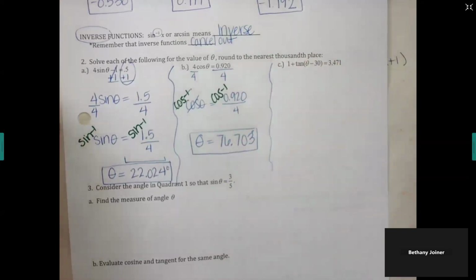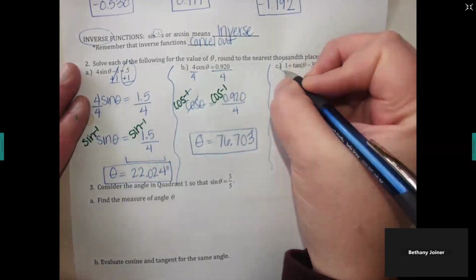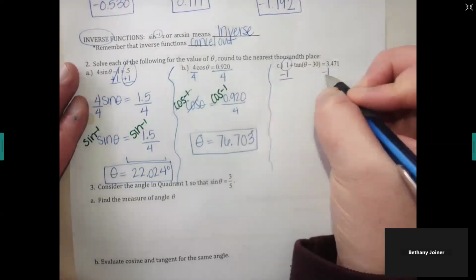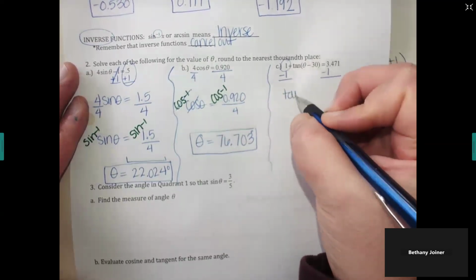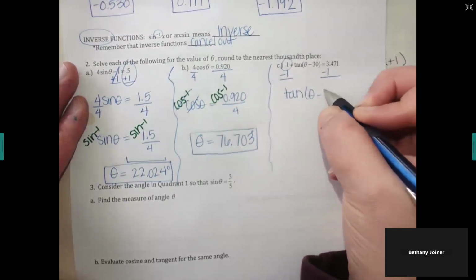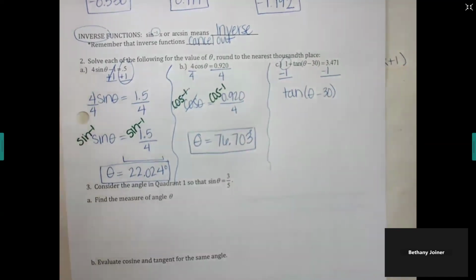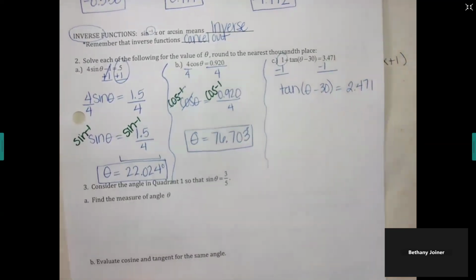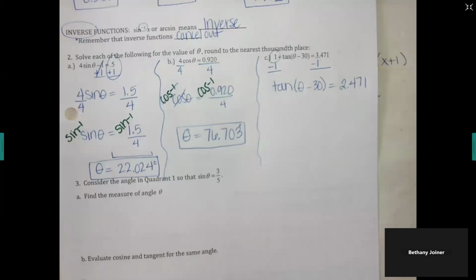We have 1 plus tan of theta minus 30 equals 3.471. Can I get rid of the minus 30 right now? Not with it in parentheses, right? So we're going to have to get rid of this 1. How do I get rid of a positive 1? Do it on both sides. So now I have tan of theta minus 30 equals, and then in your calculator, 3.471 take away 1. What are we going to get? 2.47.